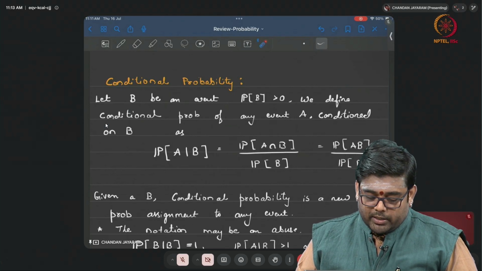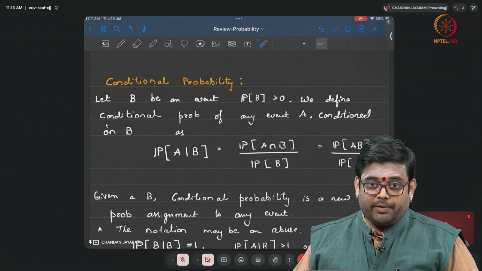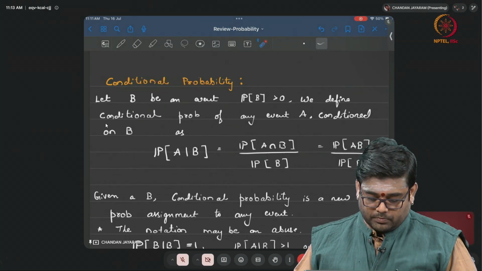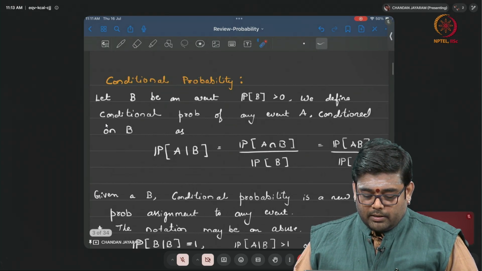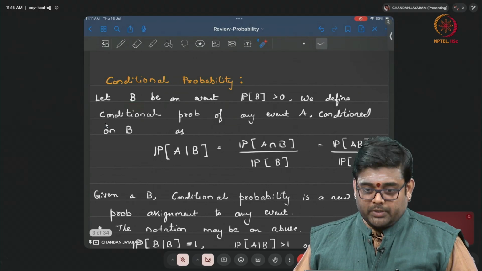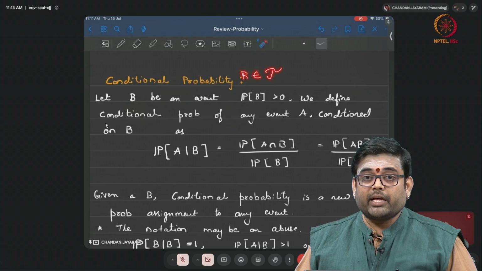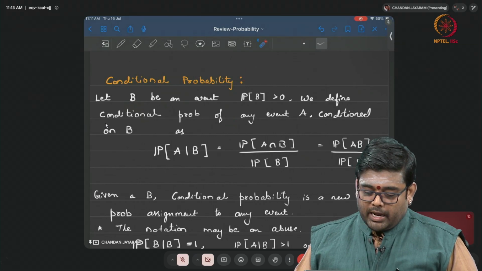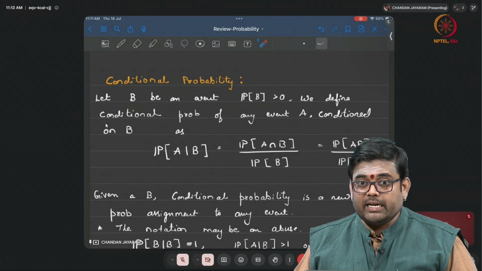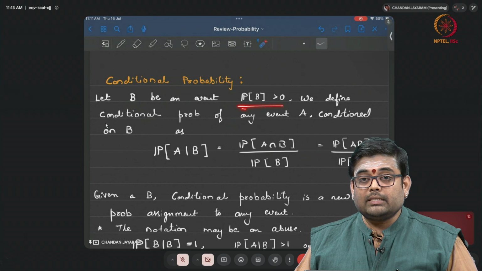Now let us look at the definition of conditional probability, which is quite important for us. Let B be an event. That means this B belongs to the scripted F, and the probability that has been assigned to it is greater than 0.